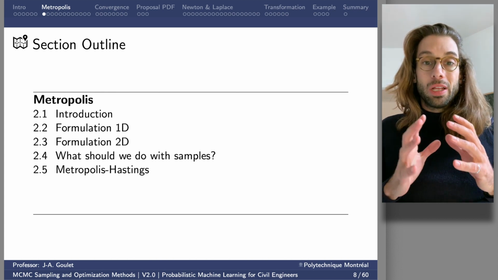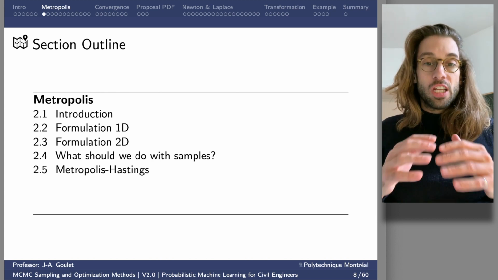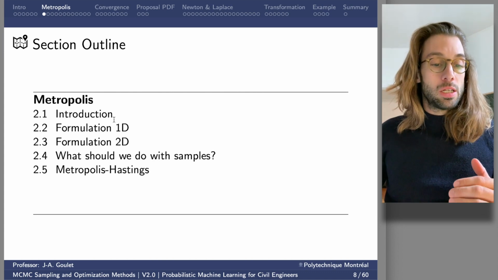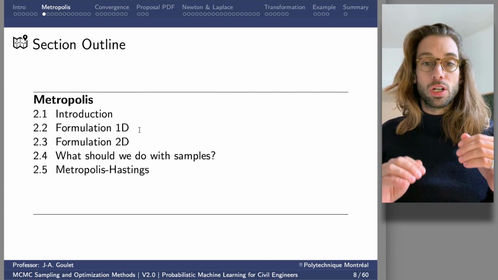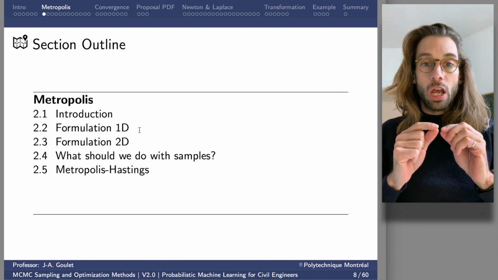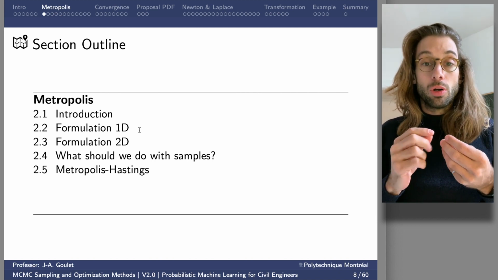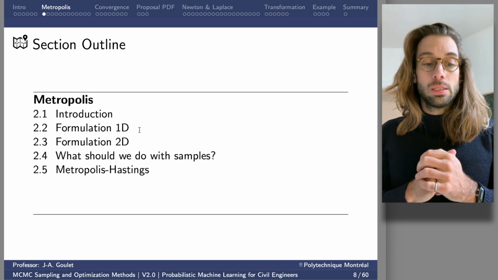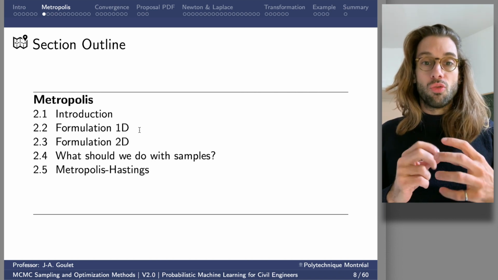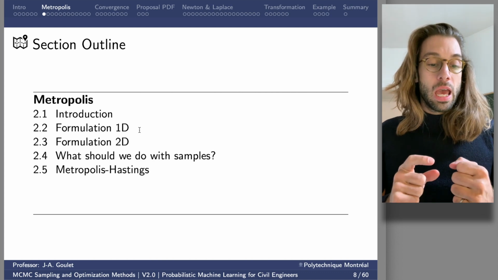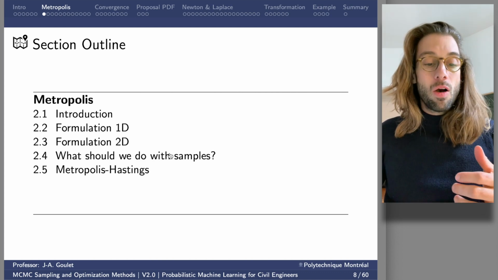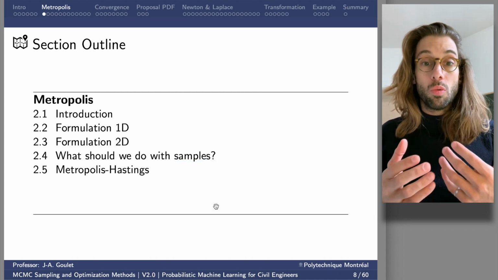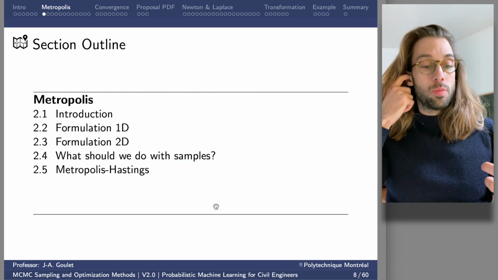Okay, let's start with MCMC and the fundamental technique, which is the Metropolis sampling. We're going to see an introduction. Where does it come from? Then we're going to see the 1D formulation. So we're going to try to estimate the posterior, or take samples from the normalized posterior, in a one-dimensional case. Then we're going to extend the method to the two-dimensional case. And then we're going to see, once we have those samples, what do we do with them? What do we want to extract from what we obtain here?